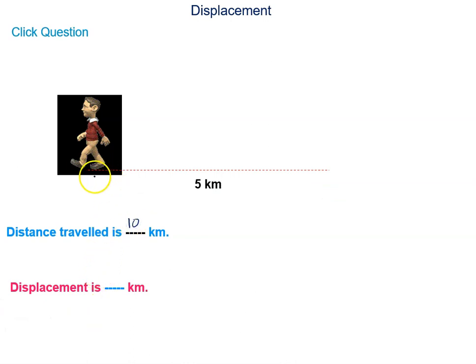What is the displacement? This is the initial point and this is the final point. So displacement is final point minus initial point, it is exactly the same. So displacement is 0 km.